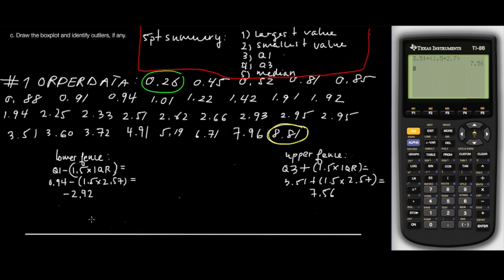Okay. So let's go ahead and draw everything. So we know that this goes to about -3, -2.